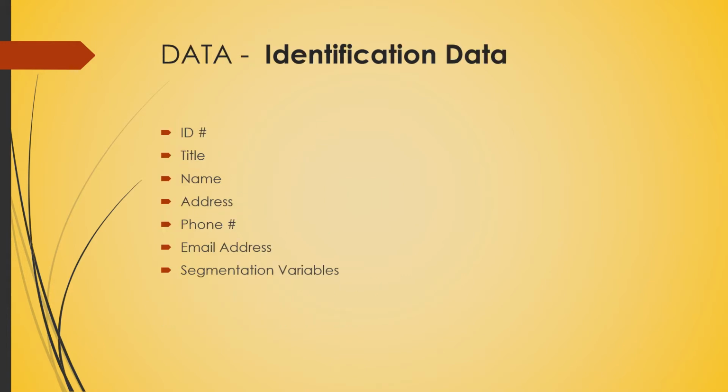So what kind of data are we going to have in our database? Well, the first thing we're going to have is identification data. That is perhaps a customer number or an ID number. Other things that we might have would be the individual's title, their name, their address, their phone number, their email address, and then maybe some segmentation variables. This is all identification data that we want on each individual customer at some point in time.